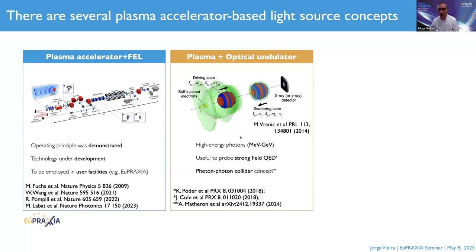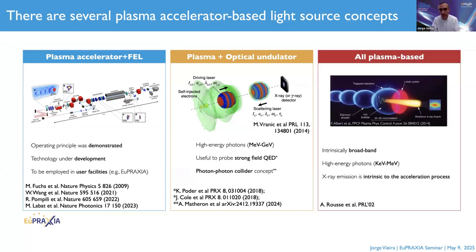This typically provides very high energy photons, much higher than in a conventional undulator, because the undulator period associated with the laser is much shorter than the undulator period of a magnetic undulator. So this gives rise to MeV to GeV photon beams, which are useful to probe strong field QED, and could also become important in photon-photon collider concepts, for example.